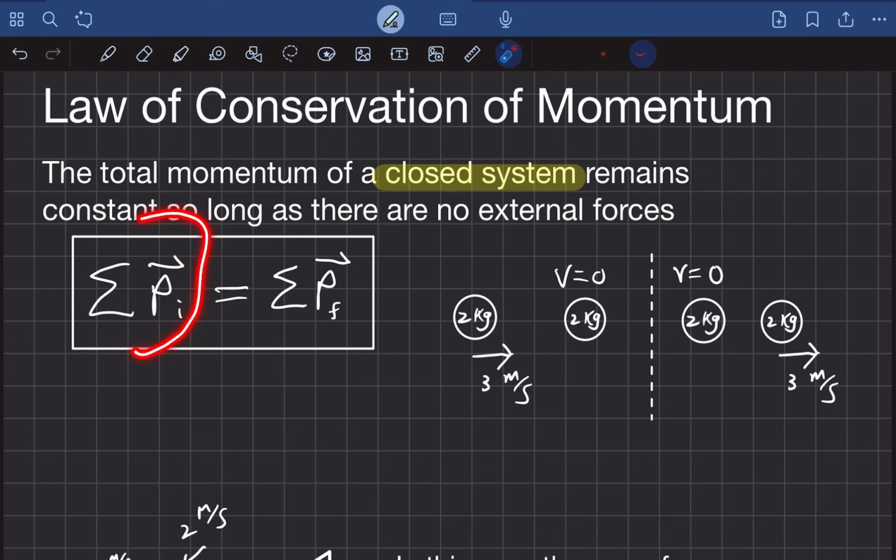So if you add up all the momenta initially and you get, let's say, 5 kilograms times meter per second, then if you let time go on, maybe you let 5 seconds elapse and then you measure all the momenta later, you'll find that it will still be 5 kilograms times meter per second.